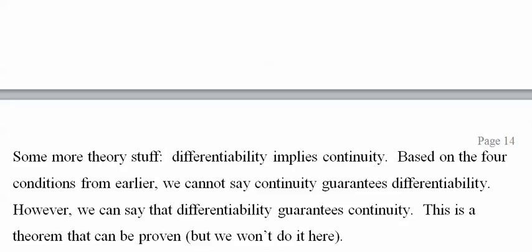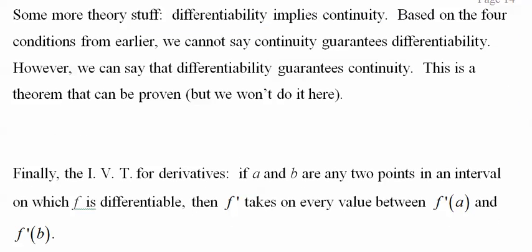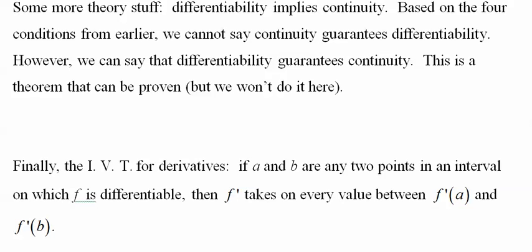Now, a little more theory stuff. I'll gloss over it. It's not hypercritical. Differentiability implies continuity. If I can take a derivative, it's continuous. However, being continuous does not guarantee differentiability. That's what we started with. Might have a corner that is continuous but not differentiable. Differentiability guarantees continuity. That's a theorem. Don't get hung up on it.